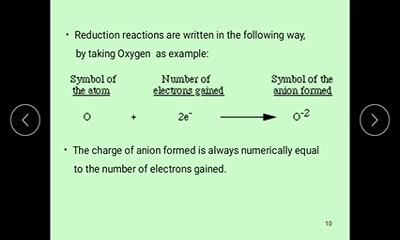The charge of an anion formed is always numerically equal to the total number of electrons gained.